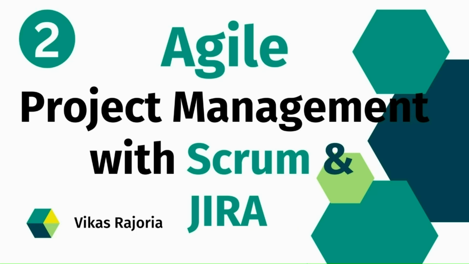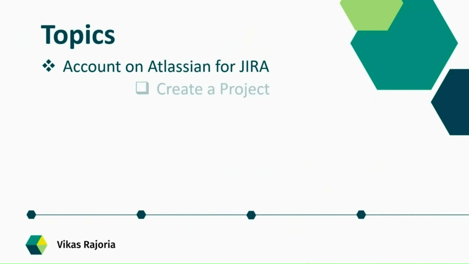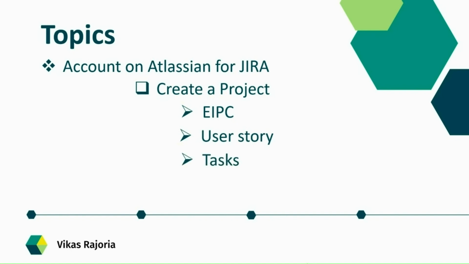Today, we are going to cover maximum topics related to the JIRA tool, in which we will create an account on Atlassian to use JIRA. Then, we will create a project on JIRA, and inside the project, we will create an epic. Next, a user story will be created, and we will also create subtasks and tasks inside the user story. Then we will again move ahead and create sprints.